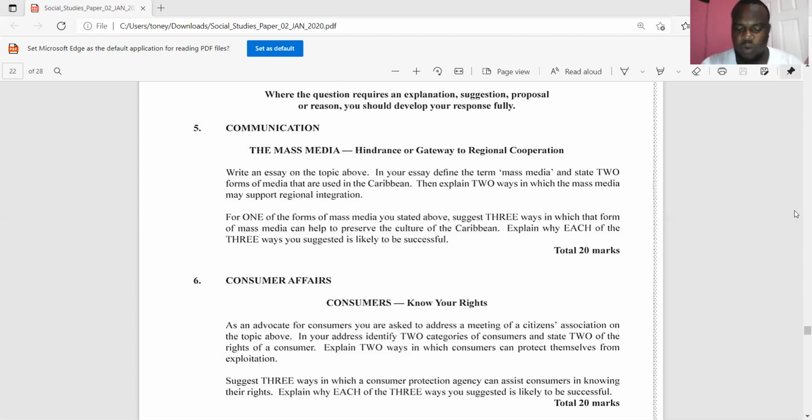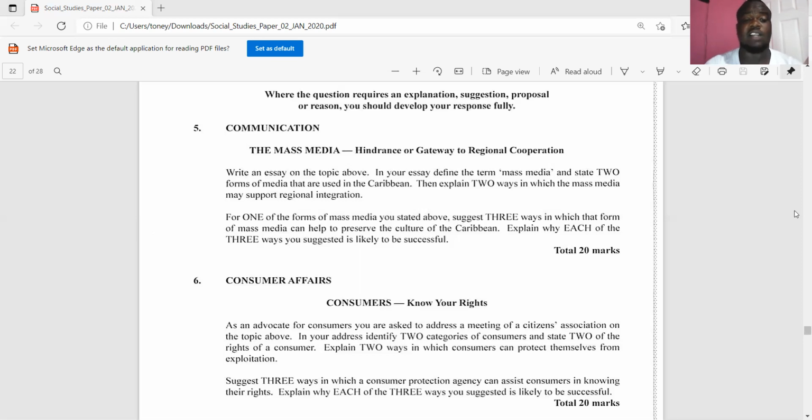All right. So 1, radio and television stations are able to transmit programs beyond country boundaries. Thus, they have the ability to provide regional links and discussions. So that is one way. Another way is that the mass media can spread info about desirability of promoting Caribbean culture and about the aims and benefits of regional integration. So that is also a good one.